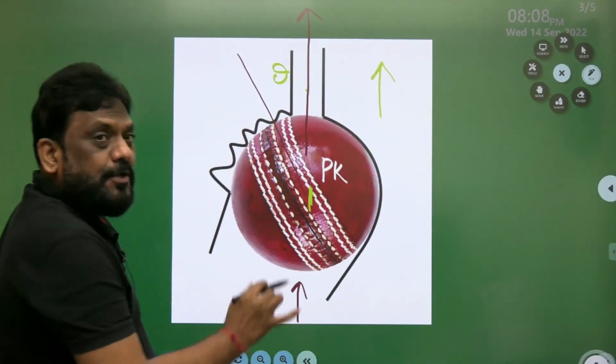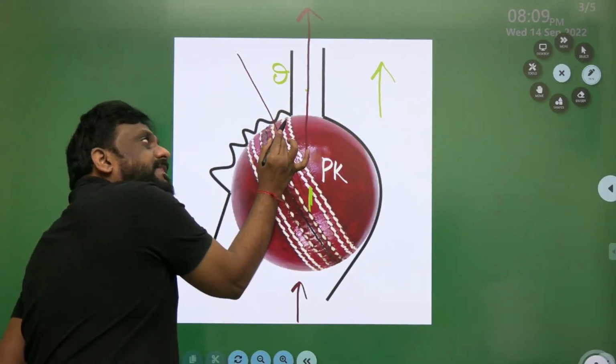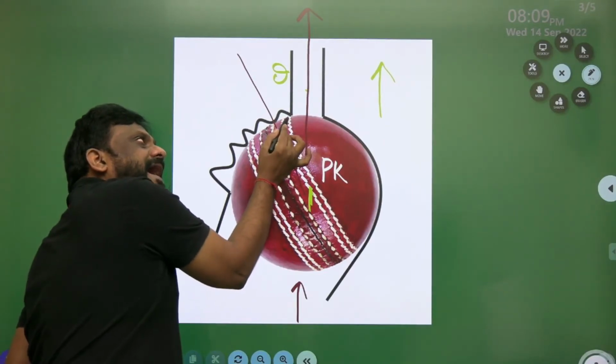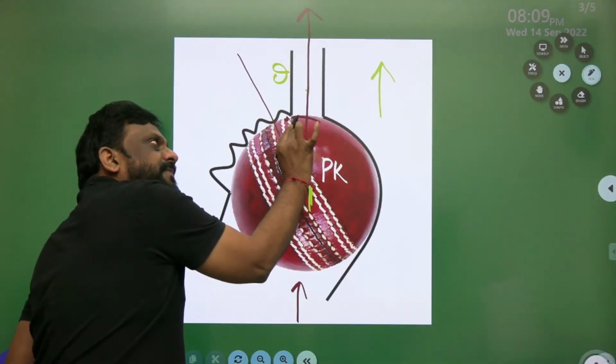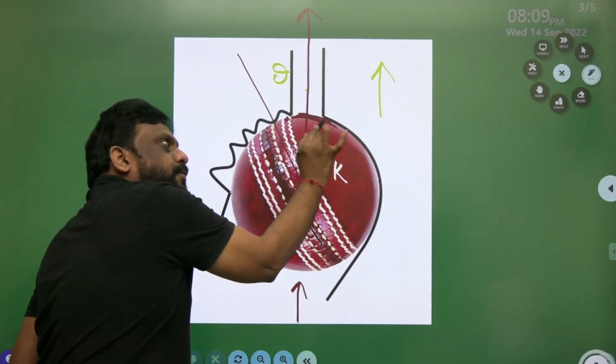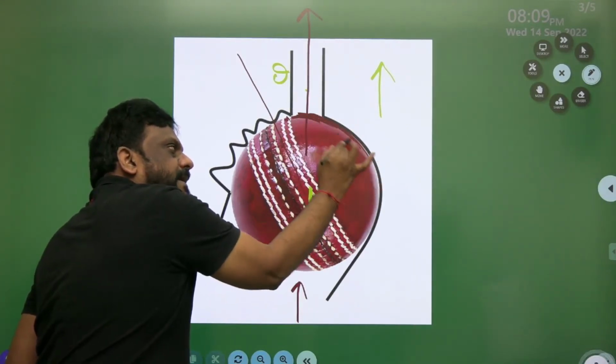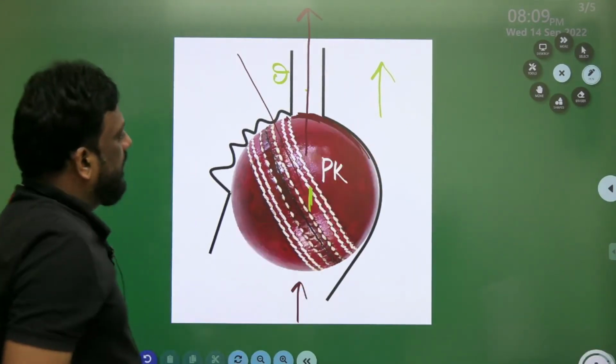Let us see. You know, my dear students, when this seam is oriented at this angle, this side is smooth. When this is smooth, here the flow will be laminar, my dear students.